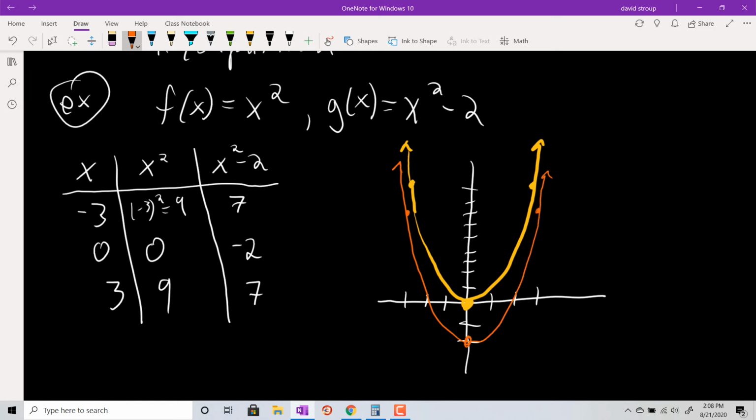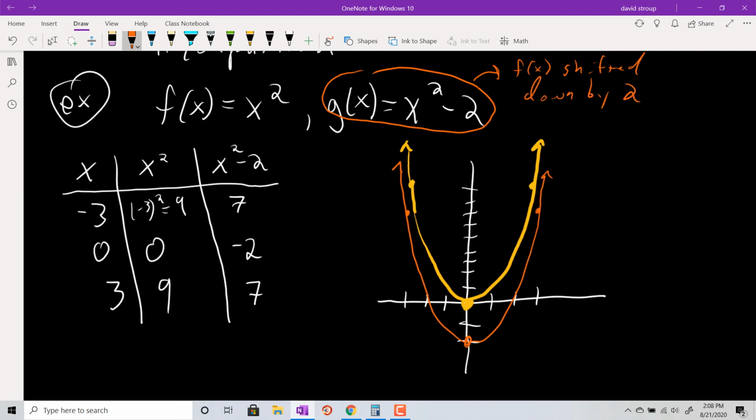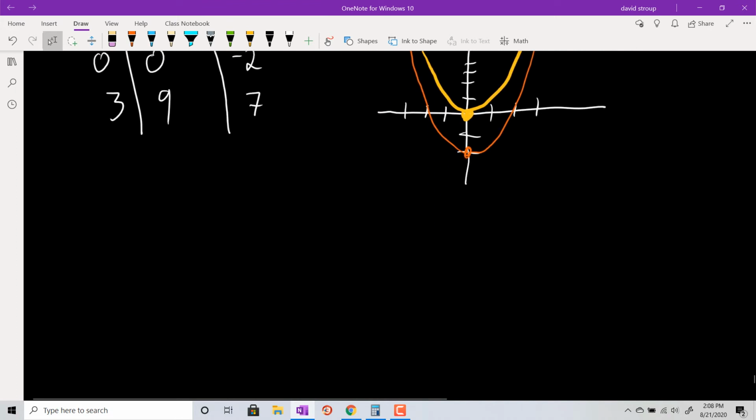So how does one compare to the other? Well, this g of x, the one in red, is f of x shifted down 2. So g of x gives you all the information to graph it, so long as you know what x squared looks like. It's just this horseshoe with its vertex on the origin. If you know that, to get g of x you wouldn't have to do a table. You just take f of x and move the entire thing down, or whatever direction you need to move it in.